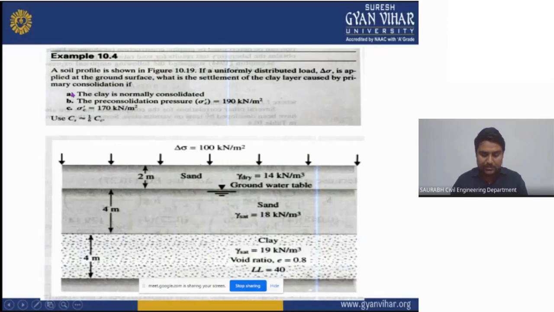Here we will see the clay is normally consolidated when A is given. The pre-consolidation pressure sigma C is equal to 190 kilonewton per meter square, and we have to take CS equal to 1 by 6 of CC. You can see that up to 2 meters, this is your sand, and the dry density of sand is given as 14 newton per meter cube. And here the stress acting is 100 kilonewton per meter square. And this is your depth, which is equal to 4 meters, as you can see here.